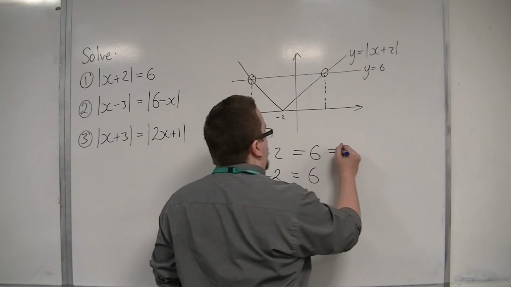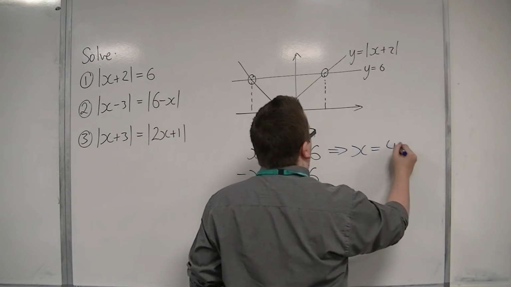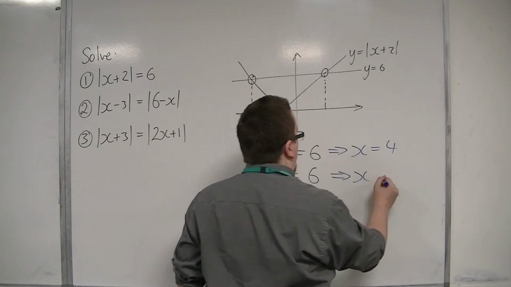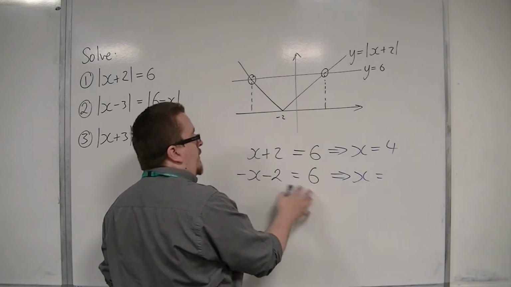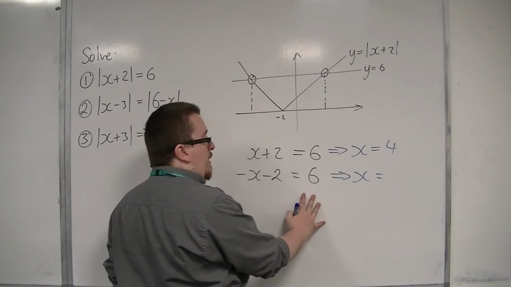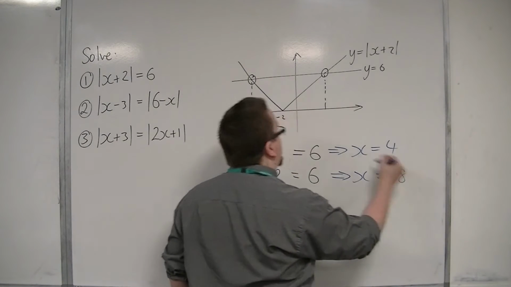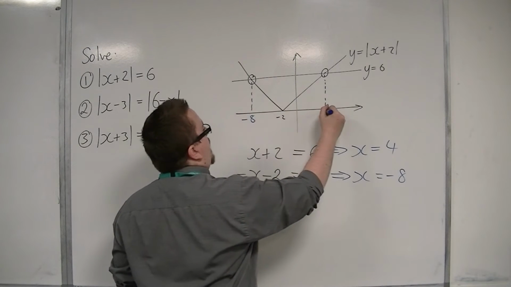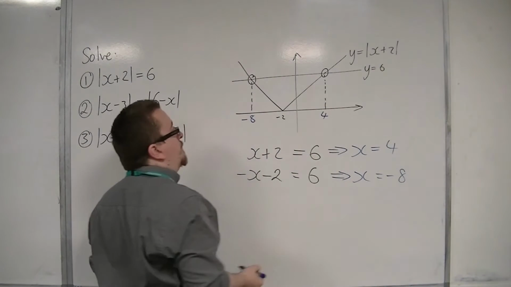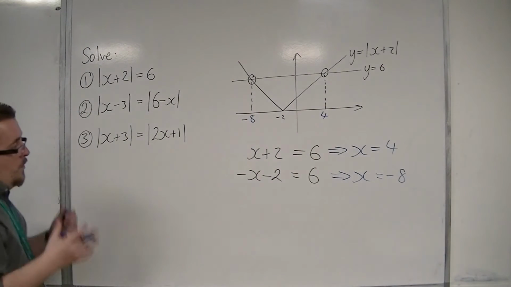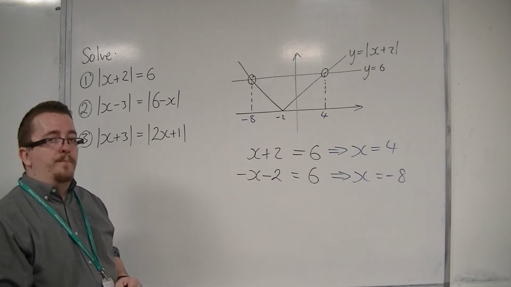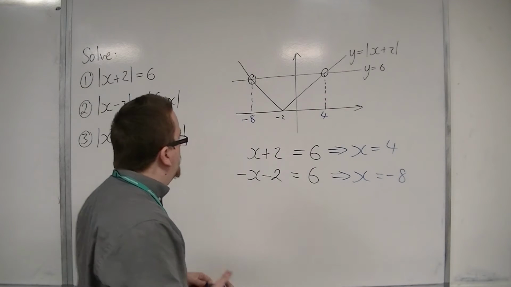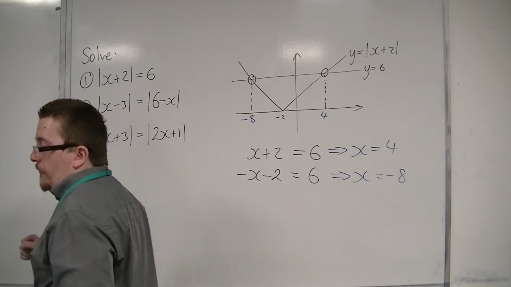So this equation will get x is equal to 4, and for this equation, add 2 to both sides to get 8, so multiply through by minus 1 and we get minus 8. So this point is minus 8 and that point is 4. And so those are the two solutions that we would get from that problem. So that is the first one.